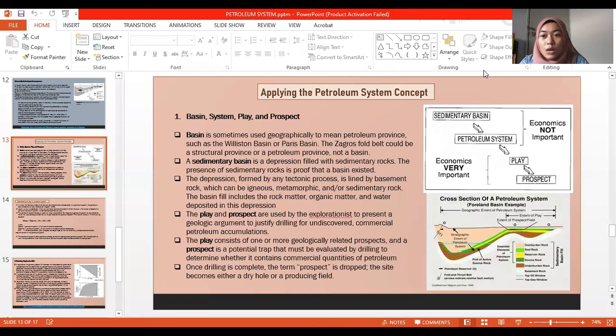Okay, so I will continue the presentation by talking about applying the petroleum system concept. Basically, the petroleum system concept is applied in basin, system, play, and prospect. First, basin is sometimes used geographically to name petroleum systems. Play and prospect are used by explorationists to present a geologic argument to justify drilling for undiscovered accumulations.